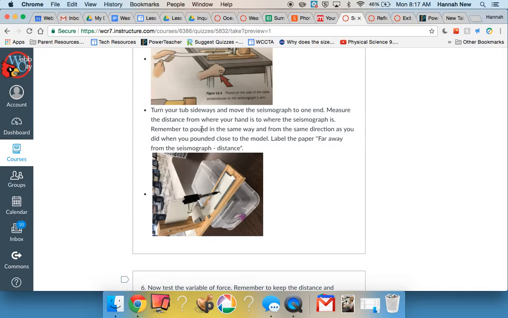Once again, you're going to pound for 5 to 10 seconds. Make sure to keep the direction, so you're keeping your hand in the same spot as well as the force constant. When you have your data, label it far away from the seismograph, and then where it says distance on here, I want you to write your distance from your hand that you measured from your hand to the marker.